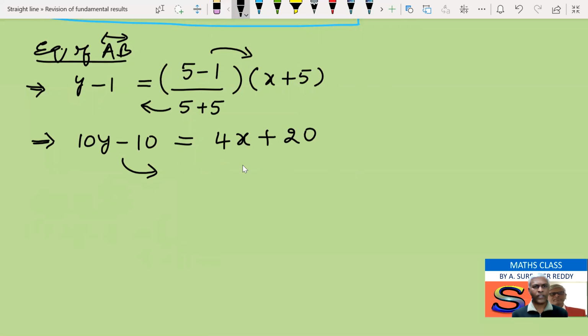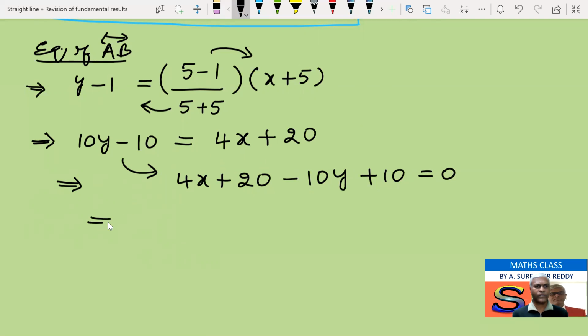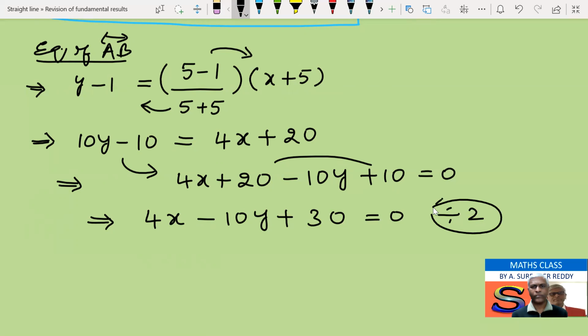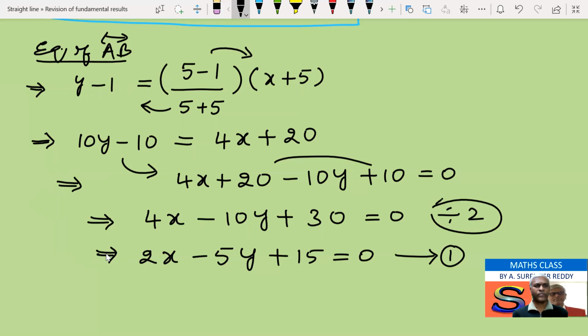So bringing all terms to one side, the left side terms go to the right side. Plus 10y becomes minus 10y, and minus 10 becomes plus 10. So 4x minus 10y equals 20 plus 10, which becomes 30. Dividing the entire equation by 2, we get 2x minus 5y plus 15 equals 0. So this is the equation of AB.